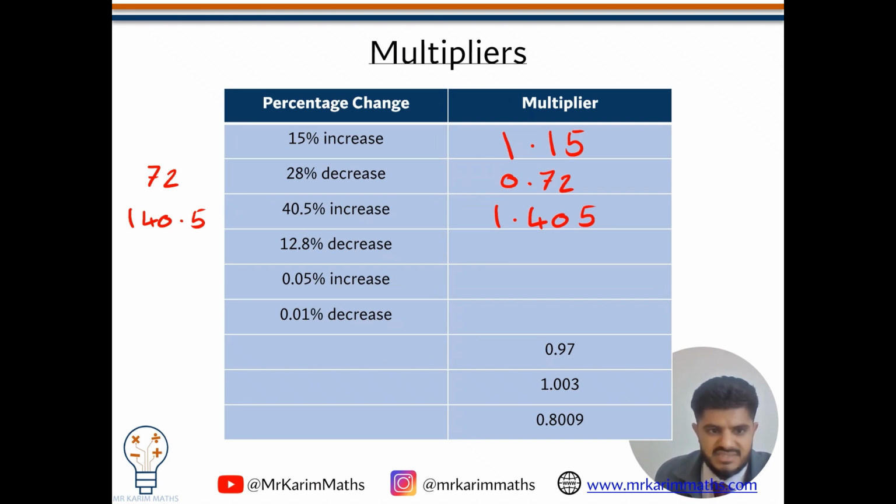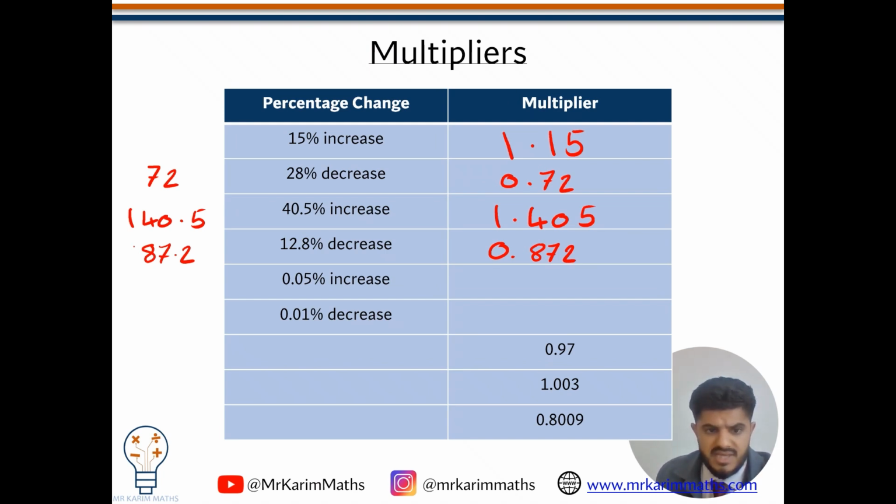Again, 12.8% decrease. So always start with 100, take away the percent it's given you, so 12.8, leaves me with 87.2%. That is not my multiplier. That's just a percentage. So divide that by 100, which will be 0.872. That's my multiplier.